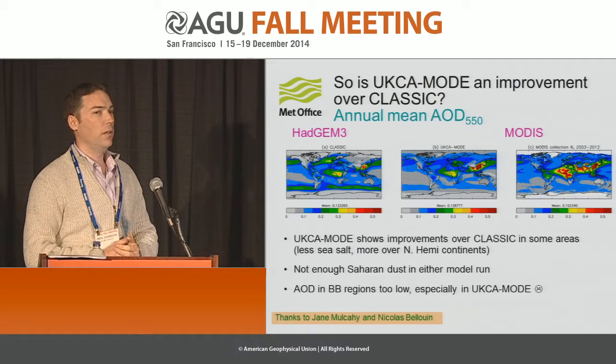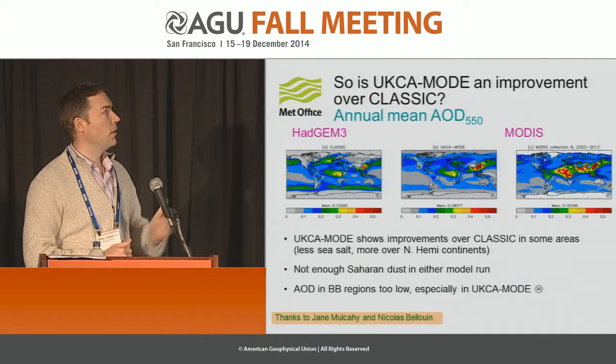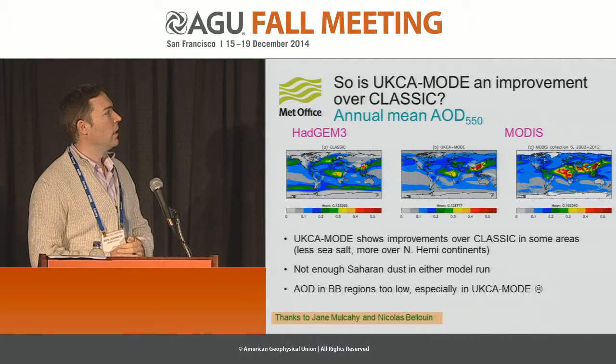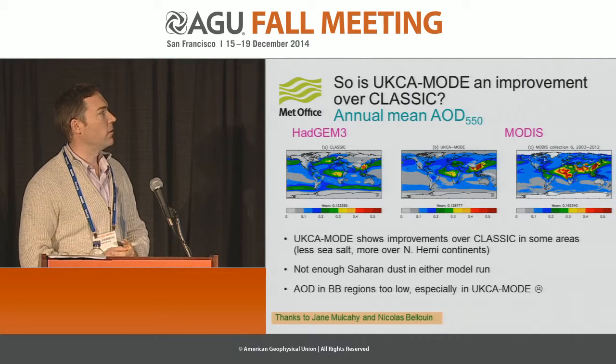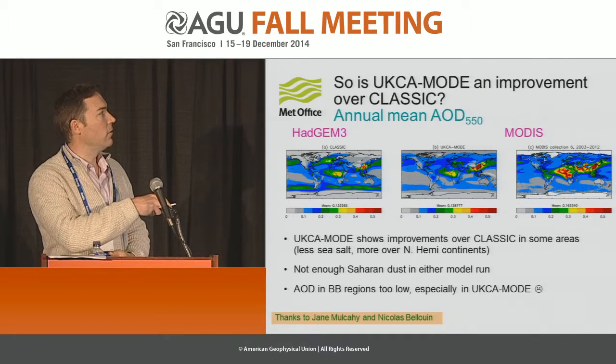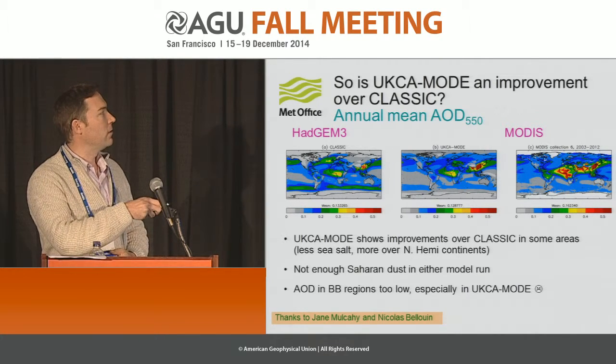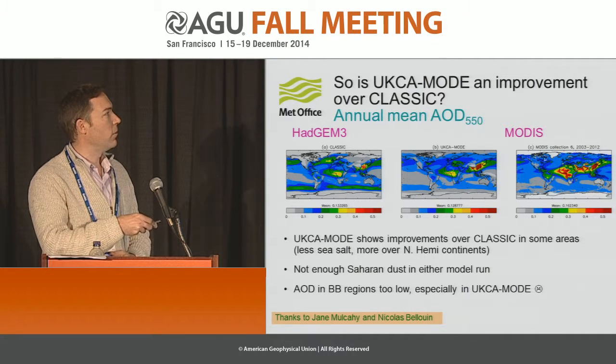So here I'm showing you the aerosol optical depth at 550 nanometers from HadGEM3, running with both the old Classic scheme and the new one, and comparing that with MODIS Collection 6. And so you can see there are some improvements in the aerosol. For example, the Southern Ocean had a high bias in AOD that's largely gone away now in our new model. We also had too little aerosol up here on the high latitude continents, and this is now improved.